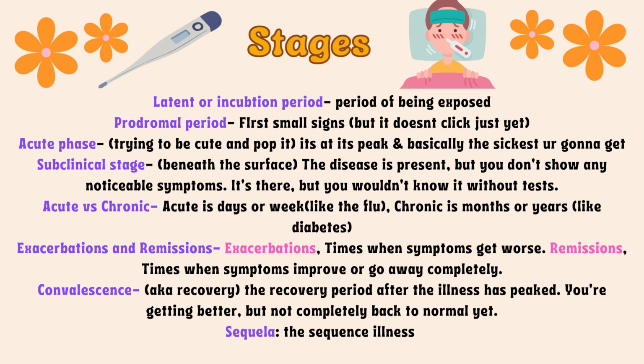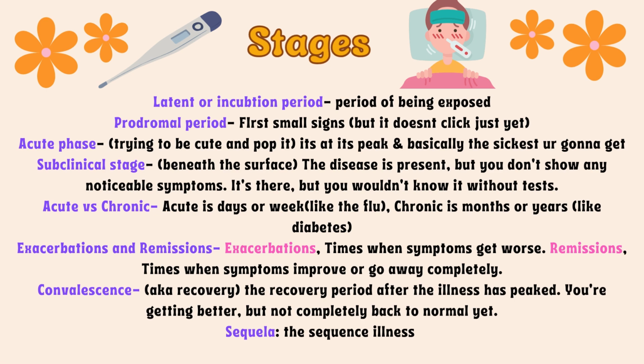Let's look at the stages of getting sick. So the latent period is the period of you being exposed, so you being around your sick friend. The prodromal period is the first small signs, so you got a sore throat, but it's not clicking that you're just sick yet. Now the acute phase is when it's trying to be cute. It's at its peak, and this is the sickest you're going to get. The subclinical phase is when the disease is there, but you're not getting any symptoms.